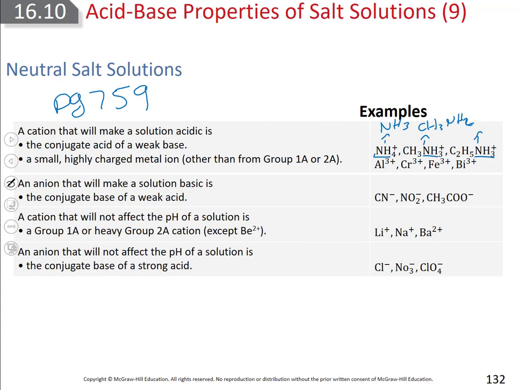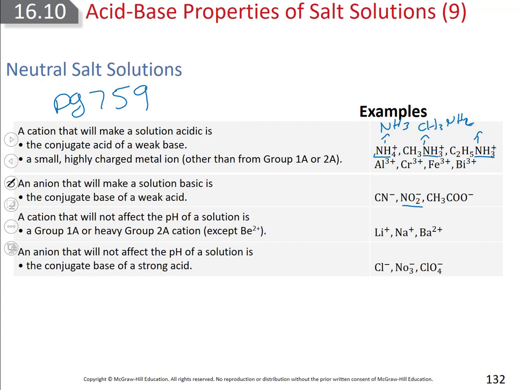So therefore, because they come from weak bases, they are strong conjugate acids, and you will end up with an acidic solution. To make a basic solution, you need the conjugate base of a weak acid. So CN- comes from hydrocyanic acid, which is a weak acid. NO2-, nitrite, comes from nitrous acid, a weak acid. CH3COO-, that's the acetate ion, came from acetic acid, which is a weak acid. So those are all the strong conjugate bases of weak acids, so they will make a basic solution.